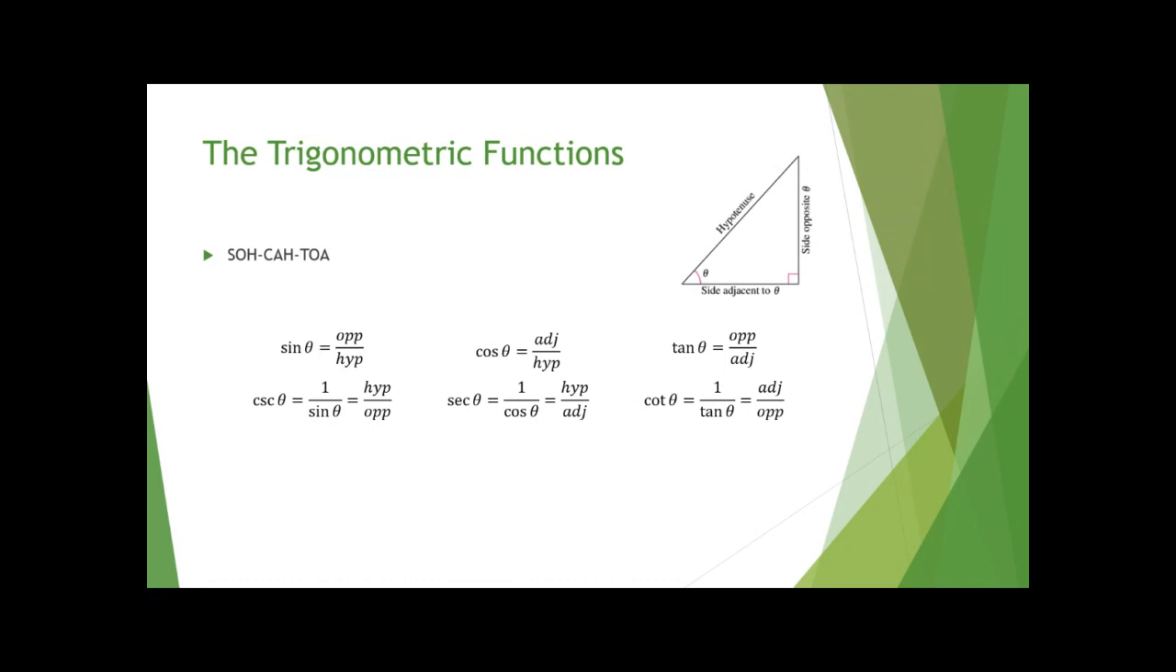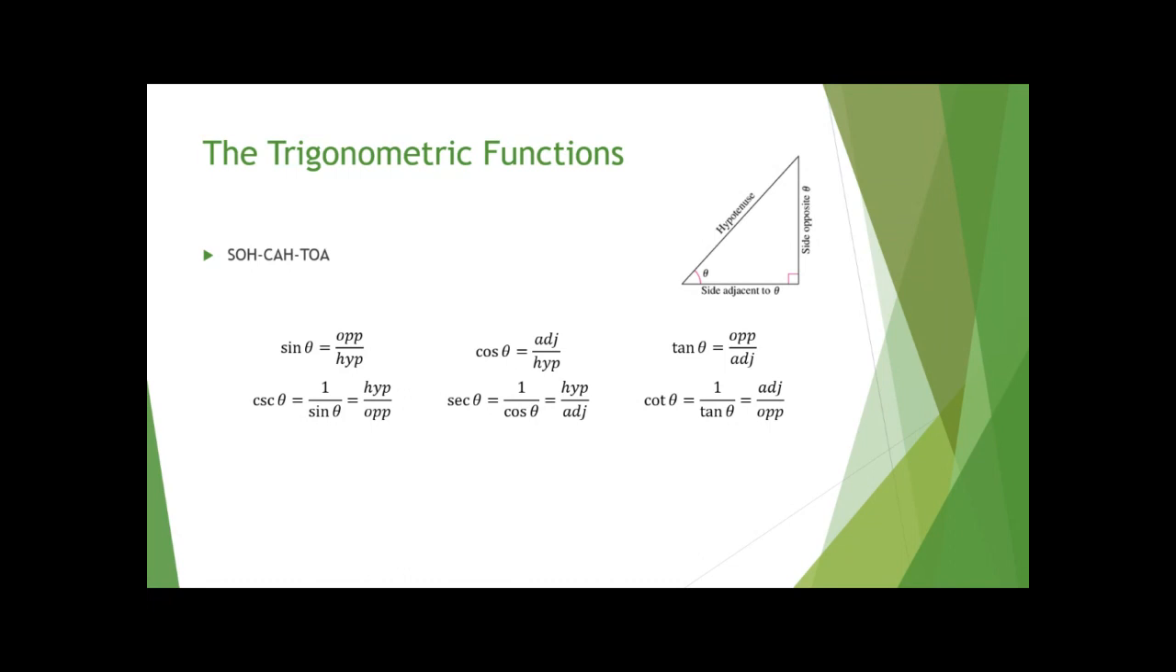If you have a right triangle, you have a hypotenuse, and then you have an angle, and one side is adjacent to that angle or opposite that angle. You can see the chart here, and SOHCAHTOA can help you remember how to figure out sine, cosine, and tangent. Cosecant is 1 over sine. Secant is 1 over cosine.